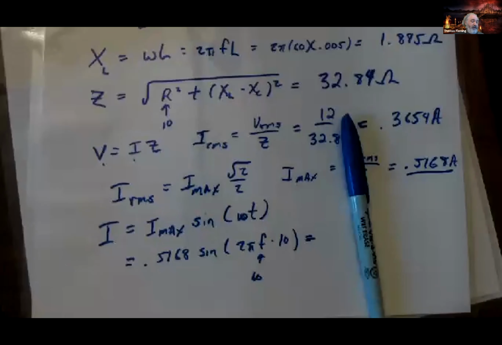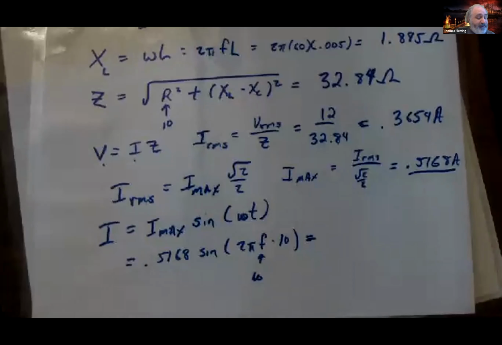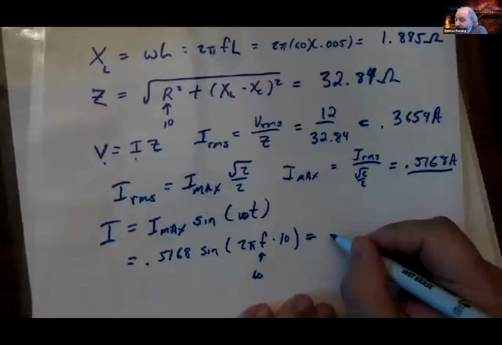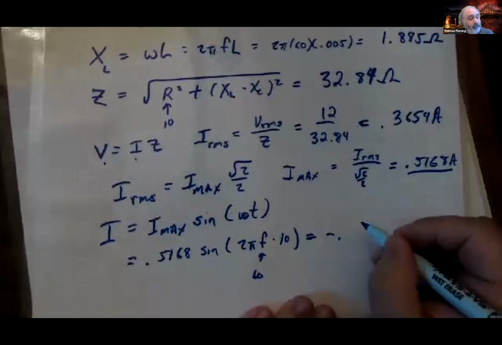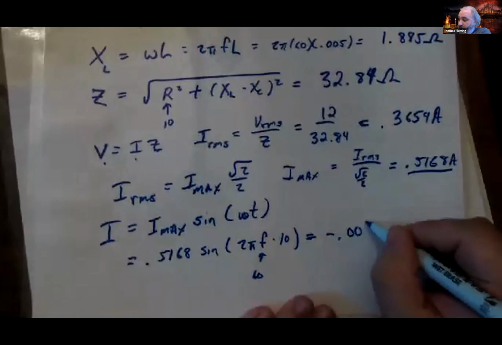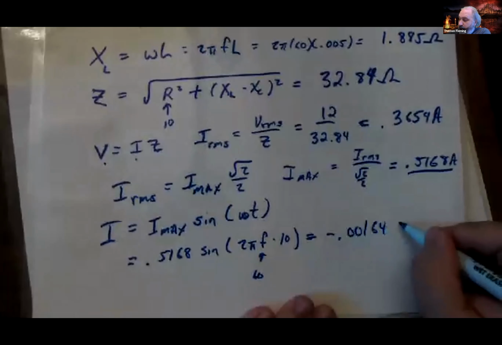So now that I'm in radians mode, and I crank all that, I end up getting a negative value at that moment, negative 0.00164 amps.